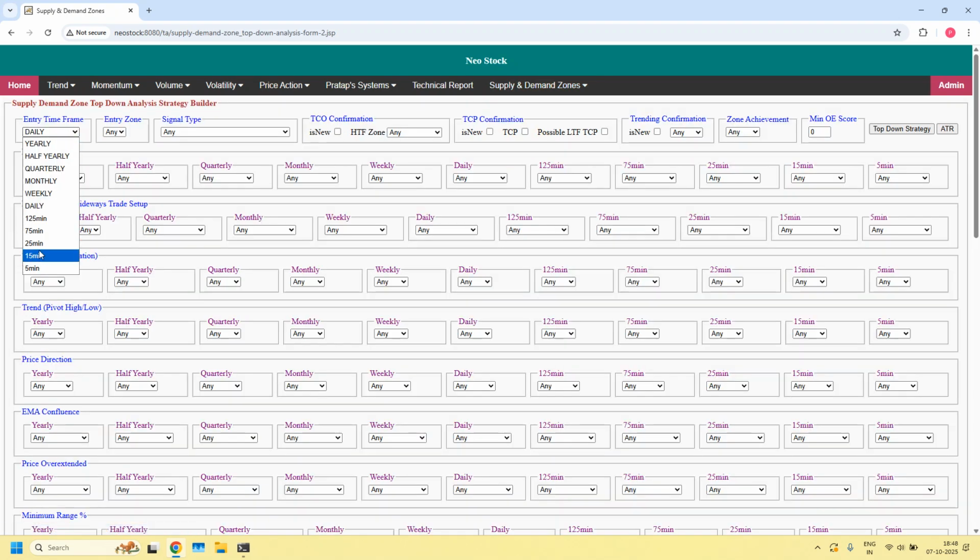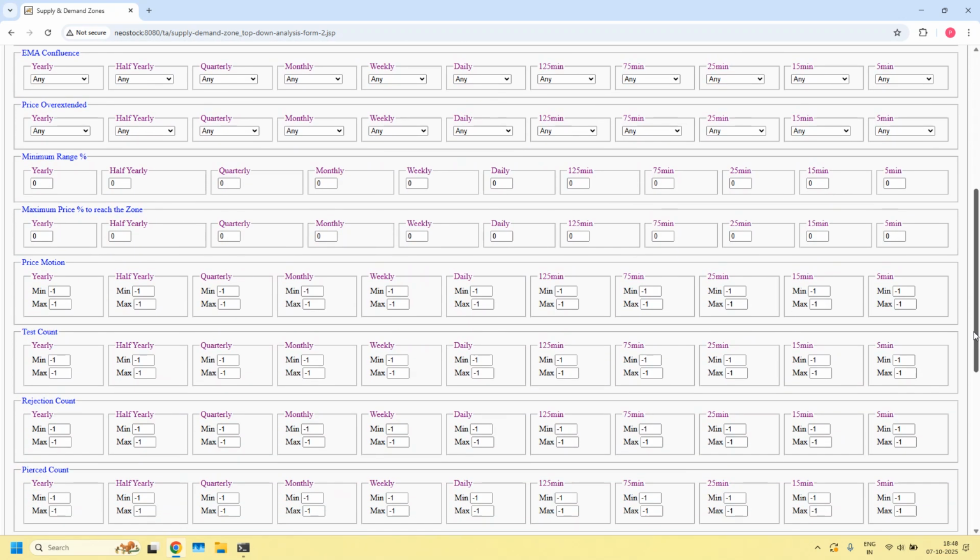Entry time frame 75 minutes. Entry zone, demand zone for sideways long trade setup. At 75 minutes, I am selecting sideways long, zone achievement VOZ, minimum order enhance score 11, and the 75 minutes demand zone should not be pierced.